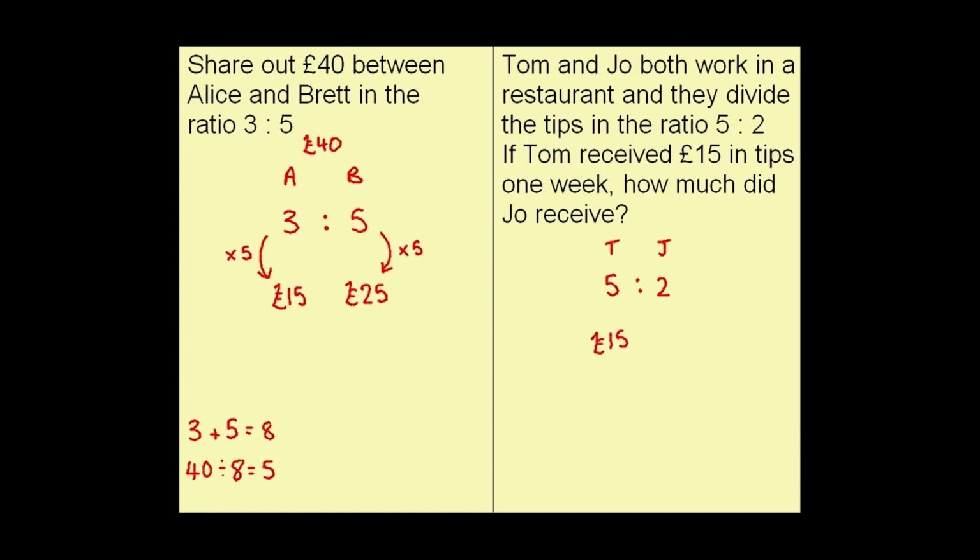What I want to do is work out how much Joe got, so I'm looking for the number that would be here. For Tom to get 5 shares and for it to equal £15, each share must be £3. So I multiplied Joe's 2 by 3 to give £6. So the answer to the question is that Joe received £6. Just out of interest, if you're ever stuck on what you multiply this by to get this value here, you can always divide this by this to give you what you're multiplying by.